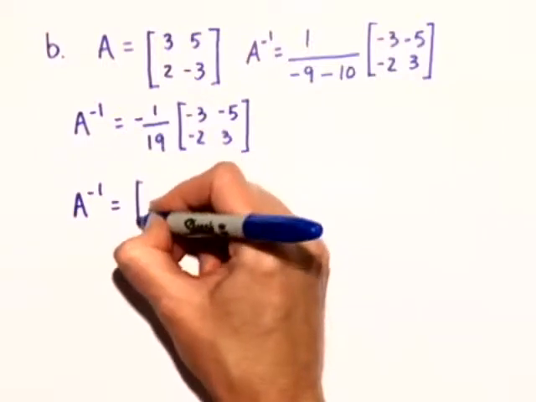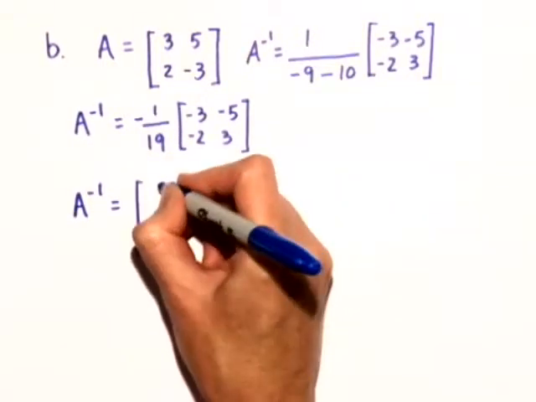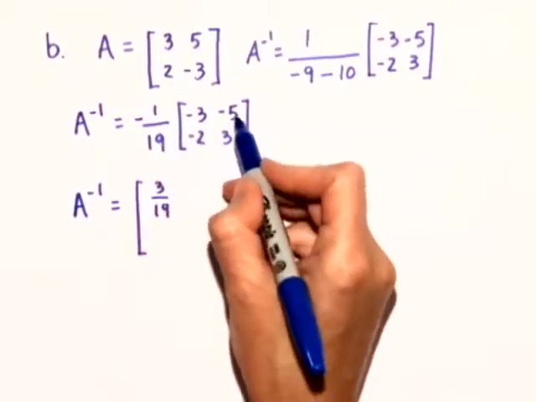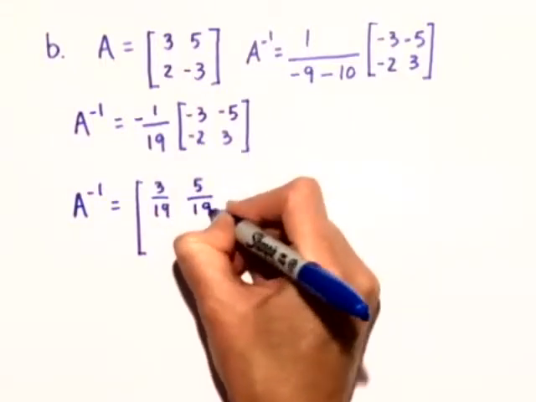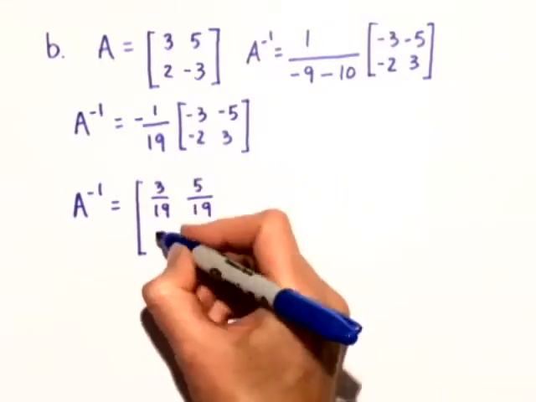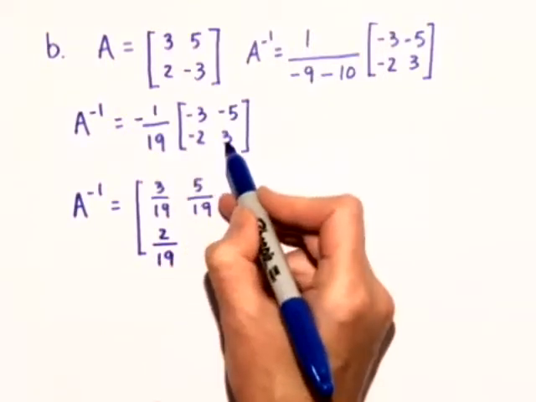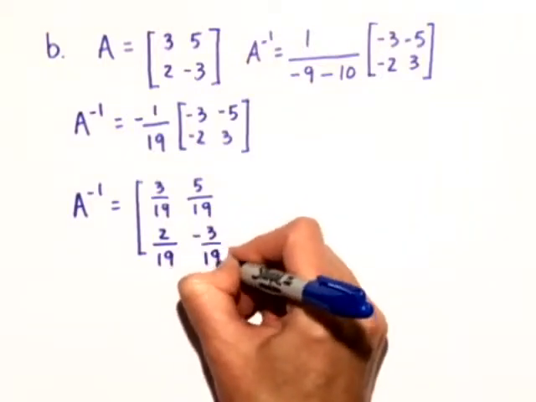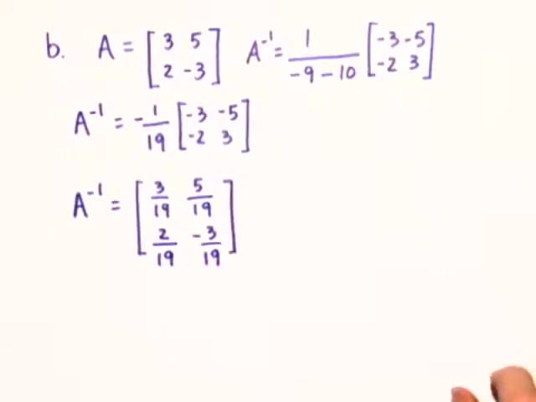We'll have our inverse matrix. Negative 1/19 times negative 3 is 3/19. Negative 1/19 times negative 5 is 5/19. Negative 1/19 times negative 2 is 2/19. Negative 1/19 times positive 3 is negative 3/19. Now, we have our inverse matrix.